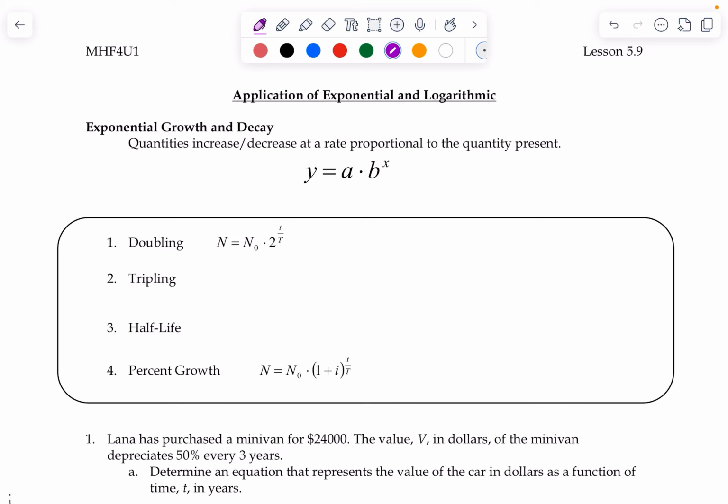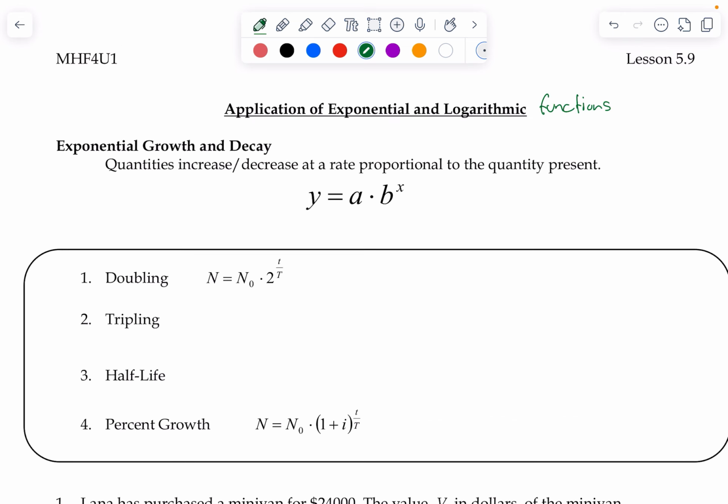Lesson 5.9, application of exponential and logarithmic, I should say, functions. So in grade 11, we did application of exponentials. All right, so you think about like half-life or bacteria doubling, those type of problems. So we're just expanding on those concepts in this one, and we're expanding on it by using logarithmic functions.